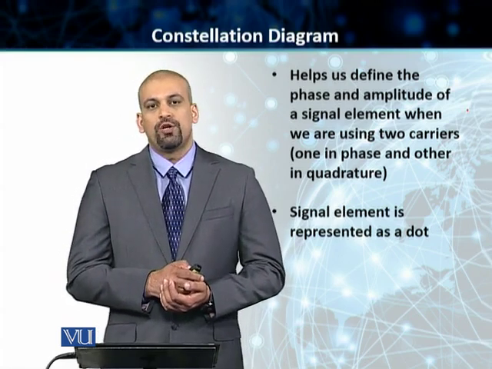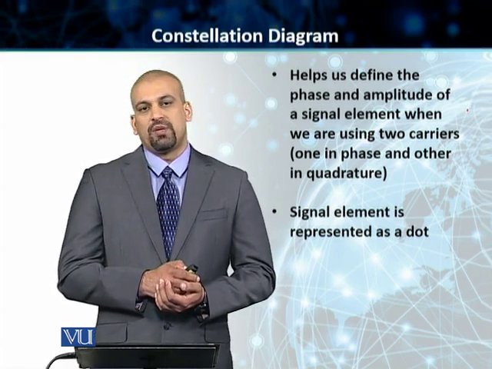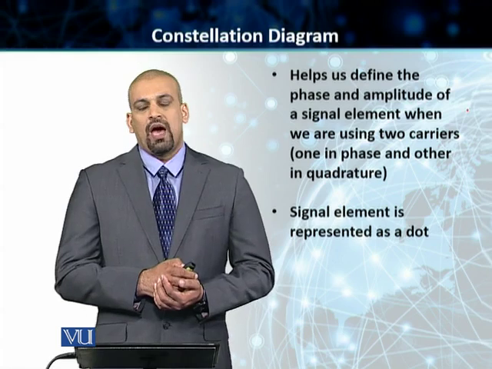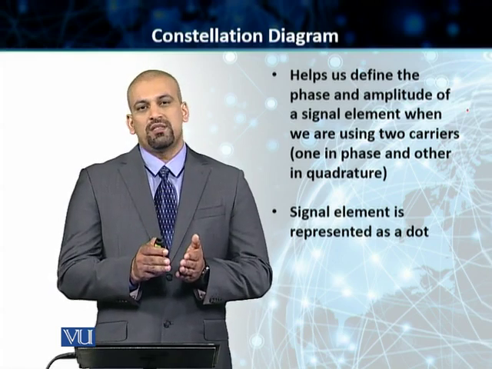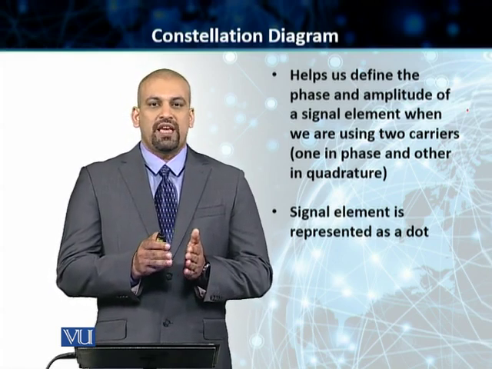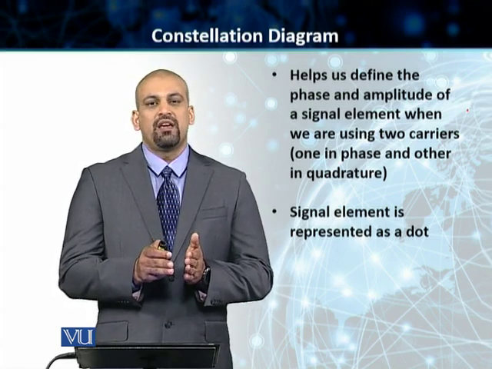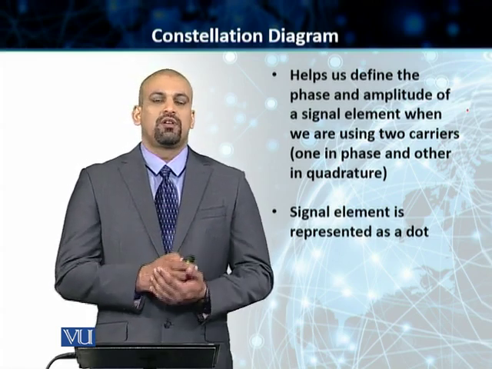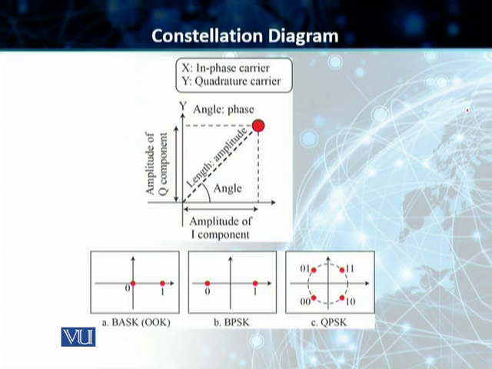Students, as I told you, signal element in this diagram is represented as a dot, and normally the number of bits that it's carrying is listed right next to this dot. In the slide, what you can see is we have got a constellation diagram for BASK, BPSK, and QPSK in the bottom. On the top, it is showing you what this constellation diagram is made up of.